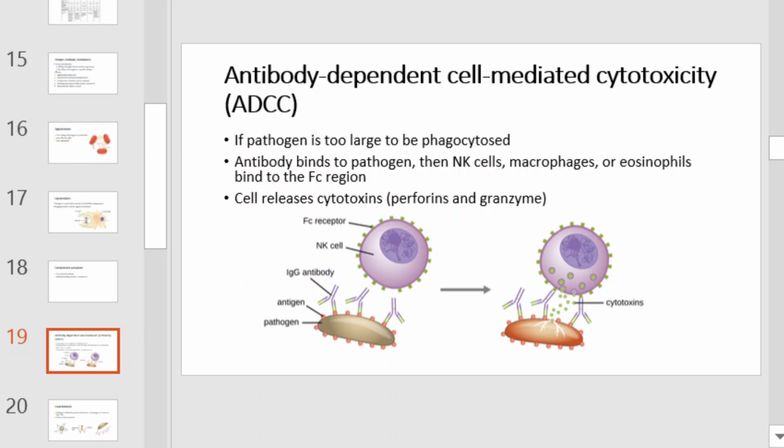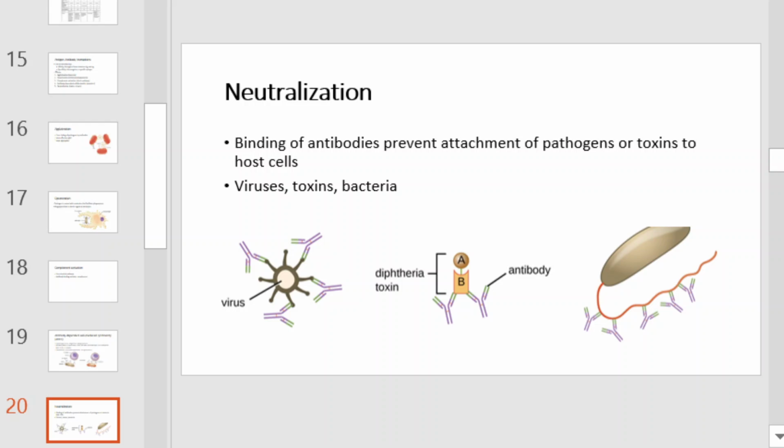Antibody-dependent cell-mediated cytotoxicity, or ADCC. If a pathogen is too large to be phagocytized, the antibody will bind to the pathogen, then natural killer cells, macrophages, or eosinophils will bind to the Fc region. The cell will release cytotoxins such as perforins and granzymes. Neutralization is the binding of antibodies to prevent attachment of pathogens or toxins to host cells, and it's effective against viruses, toxins, and some forms of bacteria.